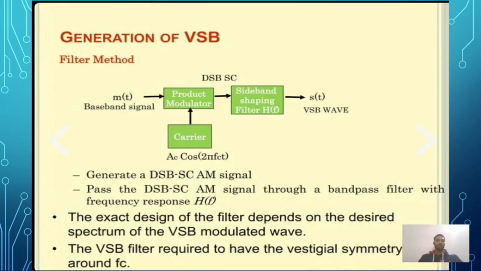Generation of VSB. Firstly, the filter method. Generation of DSB-SC-AM signal. The exact design of the filter depends on the desired spectrum of the VSB modulated wave. The VSB filter is required to have the vestigial symmetry around fc.